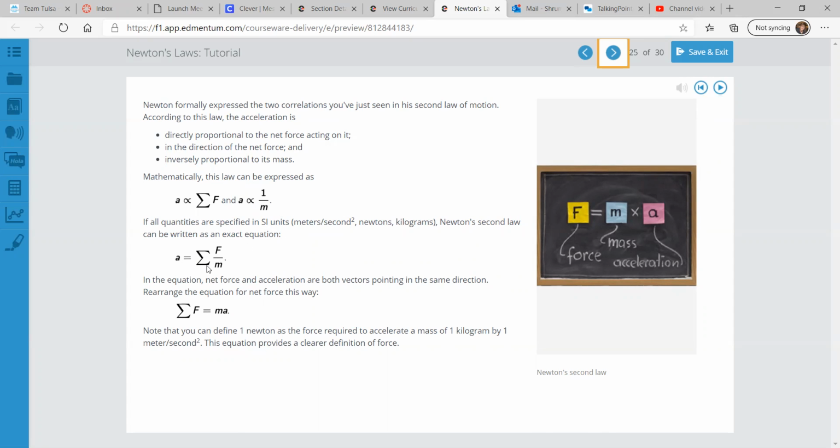Acceleration equals the sum of forces divided by mass. Or if you rearrange that, you get the sum of forces equals mass times acceleration. F equals ma, a very important equation. Force equals mass times acceleration.